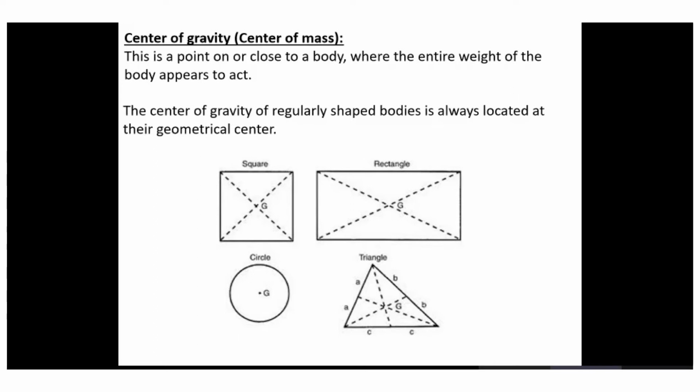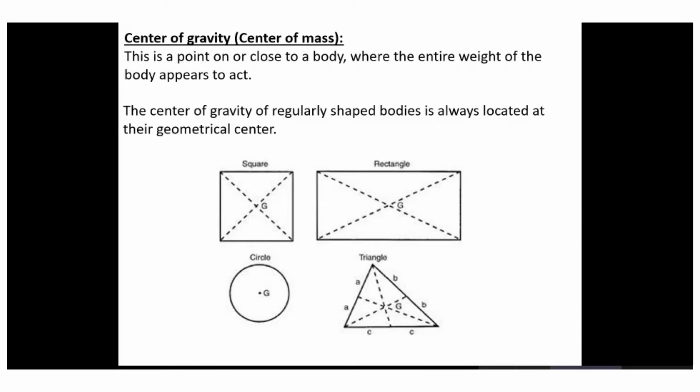Okay, so you can think of it as the spot where, if you were to draw a point on that object to say, okay, this is where gravity is pulling on this object the most, that would be the center of gravity. For regularly shaped objects, so squares, rectangles, circles, anything that has a geometric shape that's made of lines or points connected, then we can easily find their center of gravity because it's always going to be at the geometric center.